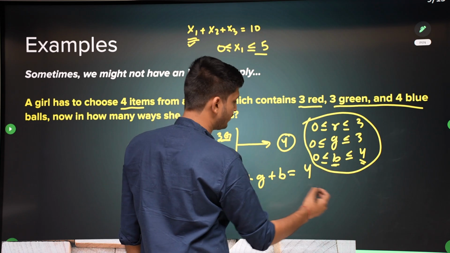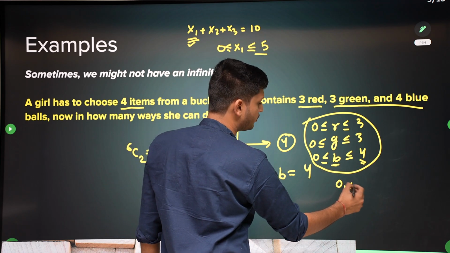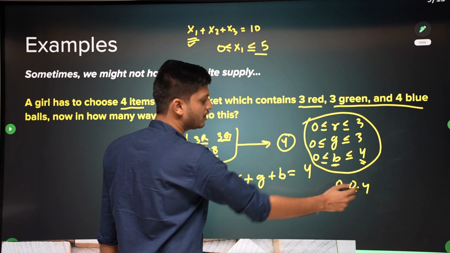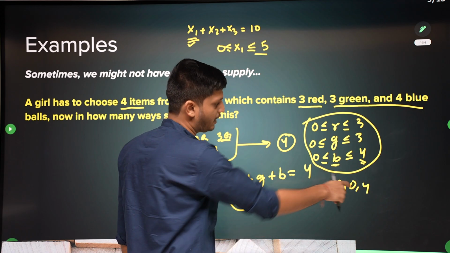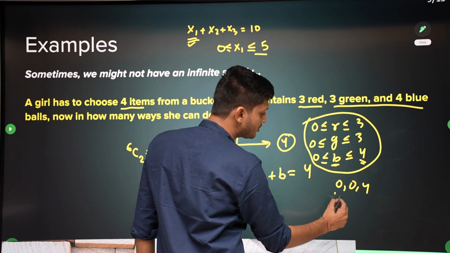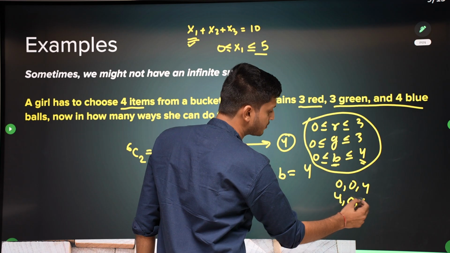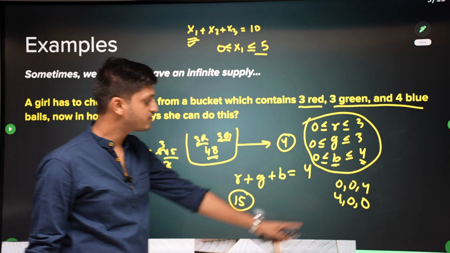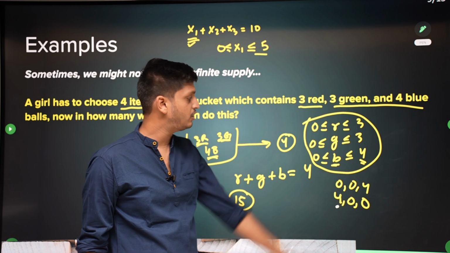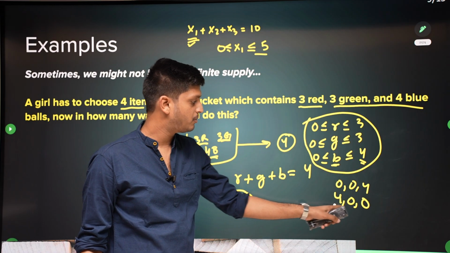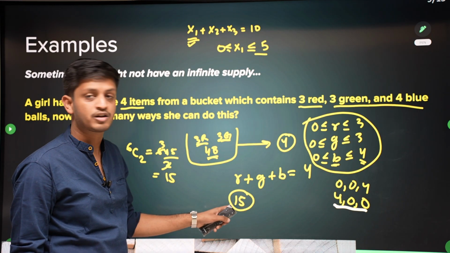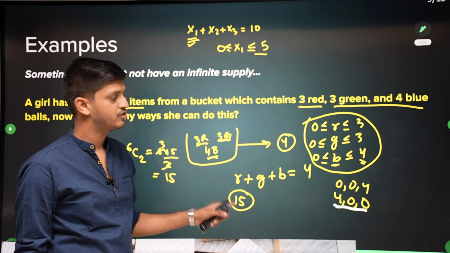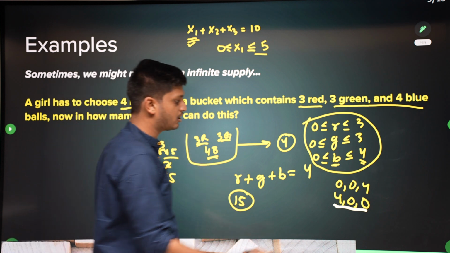So if the solution is 0, 0, 4, that is 4 blue balls, it is allowed because we have 4 blue balls. But this solution is not allowed: 4, 0, 0. Why? Because we don't have 4 red balls, we only have 3 red balls. 4 red balls is not allowed, and this solution is a part of these 15 solutions. So there are only 2 solutions which are prohibited.